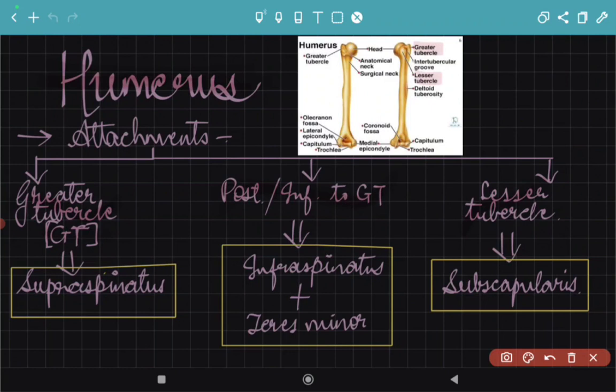So, if we consider the superior aspect of the humerus, greater tubercle is occupied by supraspinatus. Posterior or inferior to that will be infraspinatus and teres minor. And at the lesser tubercle is subscapularis attached.